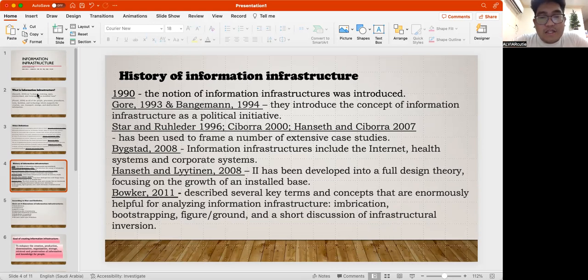Noong 2008 by Bygstad, information infrastructure includes the internet, health systems, and corporate systems. Noong 2008 na medyo maganda na ang technology natin. Meron na tayong nakakapag-archive, nakakapag-storage, di ba? Yung storage natin dati sobrang liit lang, tapos dumadagdag ng dumadagdag. Hanggang ngayon, nagiging terabyte na, kung dati kilobyte lang on that era. By Hanseth and Lyytinen noong 2008, information infrastructure has developed into full design theory, focusing on growth of an installed base. Kung dati hanggang kilobyte lang tayo, dito kay Lyytinen meron na tayong USB, meron na tayong storage na malalaki. Noong 2011 naman by Bowker, described several key terms and concepts that are helpful for analyzing information infrastructure: imbrication, bootstrapping, figure and ground, and a short discussion of infrastructural inversion. Yan yung history ng ating information infrastructure.